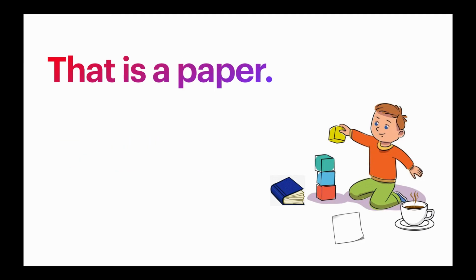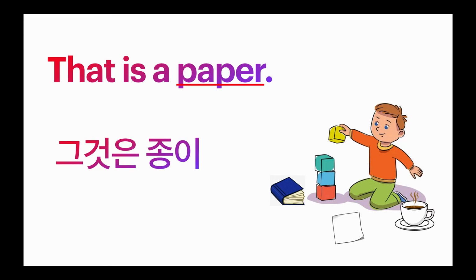How about that is a paper? Or I guess more naturally in English this would be like that is paper, maybe? Yeah, whatever. That is a paper. 그것은 종이, which ends with a vowel. So when it comes to is, do we add 이에요 or 예요? 예요. 그것은 종이에요.